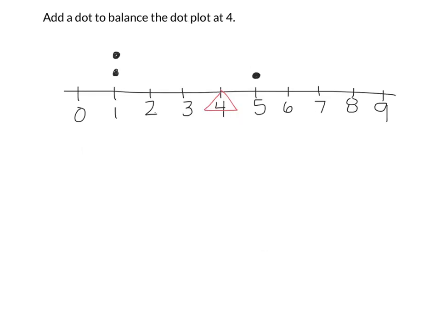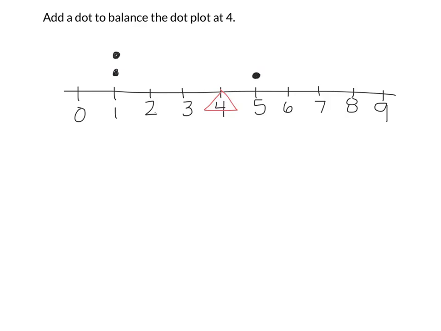The other kind of question you might see about balancing dot plots would be something like this. Add a dot to balance the dot plot at 4. So it already tells us where the dot plot is balanced. It's at 4. The triangle, or the little fulcrum, is already in here. So instead of figuring out where the triangle goes, I need to draw a dot on the dot plot somewhere to make sure that the dot plot balances at 4, or in other words, the mean is 4.